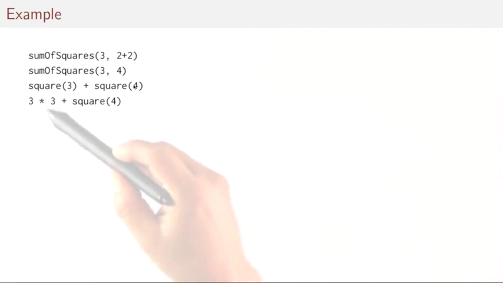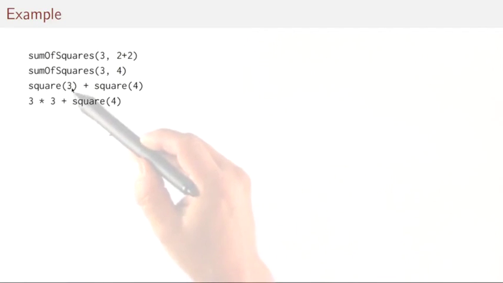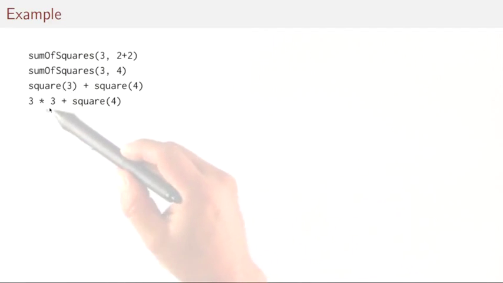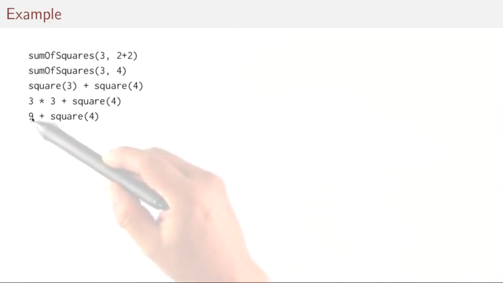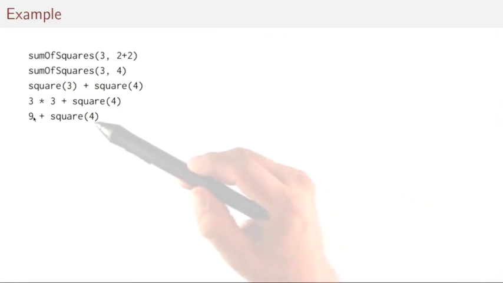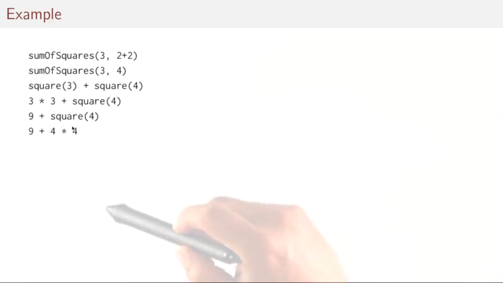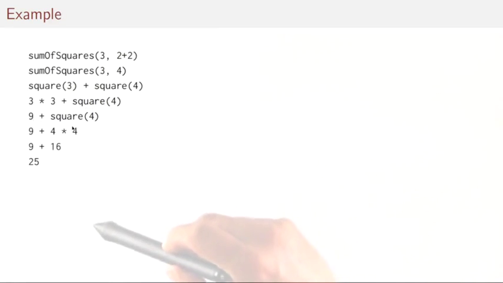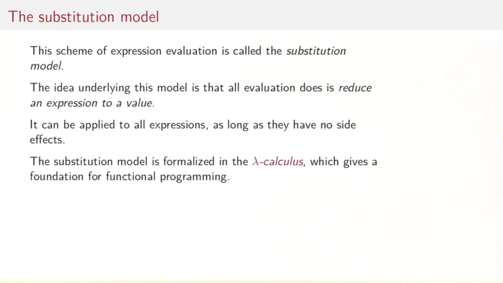We then repeat the process with the square application. Square of 3 becomes 3 times 3, the right-hand side of square, where 3 replaces the parameter x. We get an arithmetic simplification, and we do the same thing for the right-hand operand, yielding the final value 25.